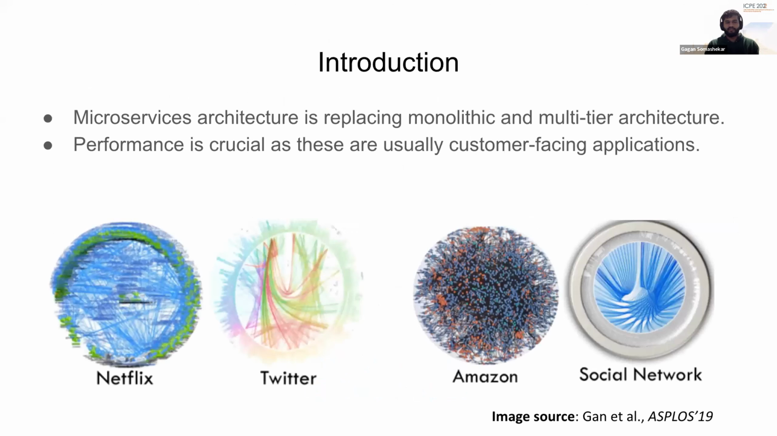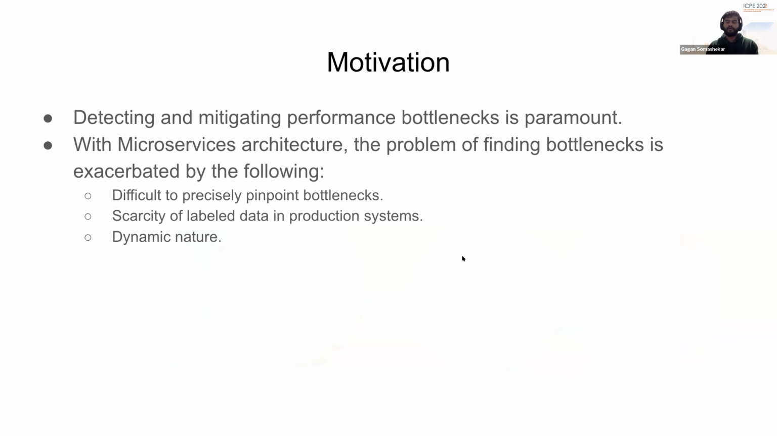Microservices architectures, due to their various advantages, are replacing monolithic and multi-tier architectures. Since most of the applications implemented using this architecture are customer-facing applications, the performance is crucial. Accordingly, detecting and mitigating performance bottlenecks is paramount.